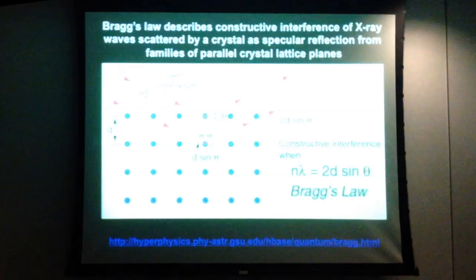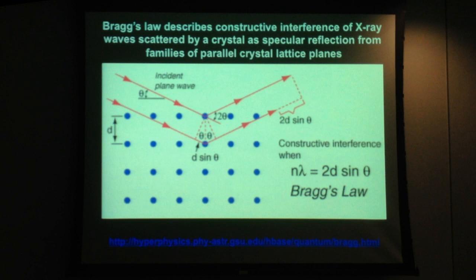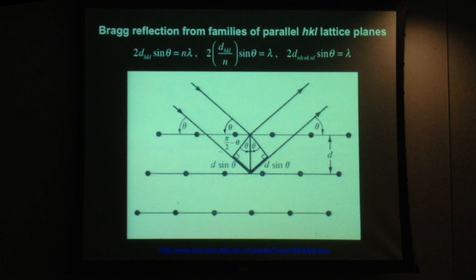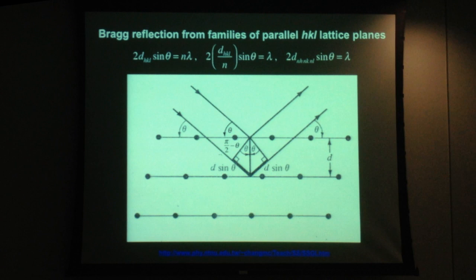Okay, just another illustration of our picture and emphasizing the principle. What we're worried about is constructive interference of X-ray waves as scattered by the crystal, interpreted as specular reflection. Now when we consider the Bragg equation, we write it as 2d sine theta, these little legs here, it must be an integer number n of wavelengths.